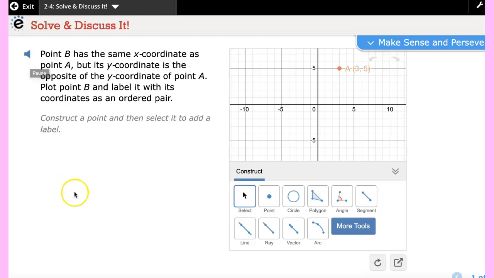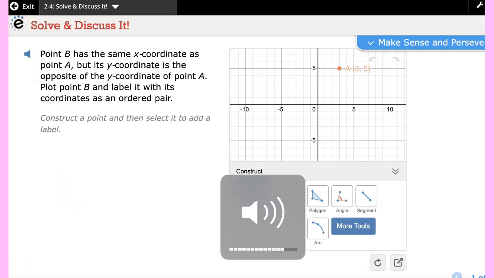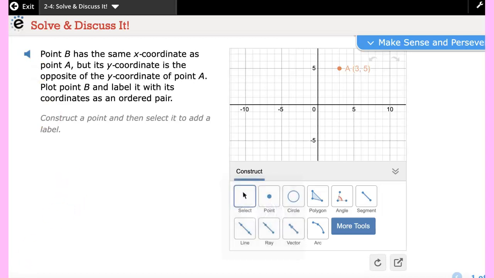Point B has the same x-coordinate as point A, but its y-coordinate is the opposite of the y-coordinate of point A. Plot point B and label it with its coordinates as an ordered pair. So it says point B has the same x-coordinate as point A. So this is point A. So they have the same x-coordinate. So it should be on the same spot where the x is.